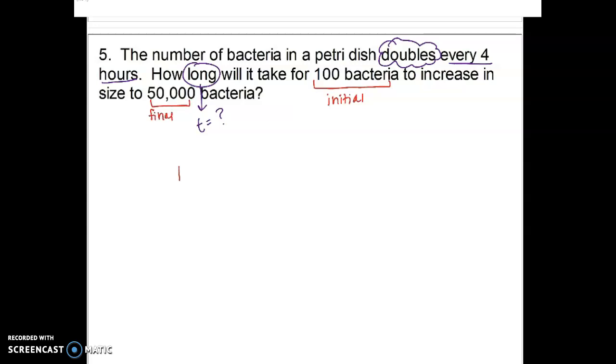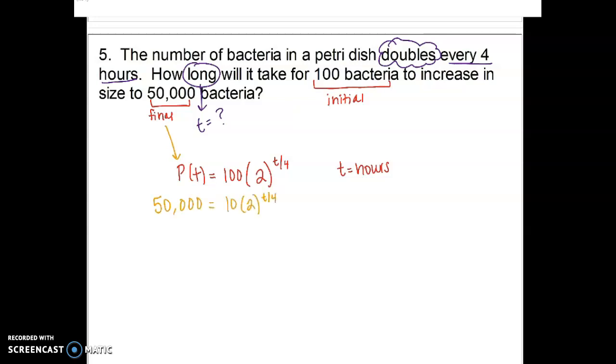So if we write our equation, P of T equals, our initial is 100. Because it doubles, that means we're going to have a 2 in the parentheses because it would be really 1 plus 1. And it says every 4 hours, so T over 4. Now, just so you know, T is in hours whenever we finish this. Okay, we're trying to figure out when it's equal to 50,000. So we want to put that 50,000 for the final there.